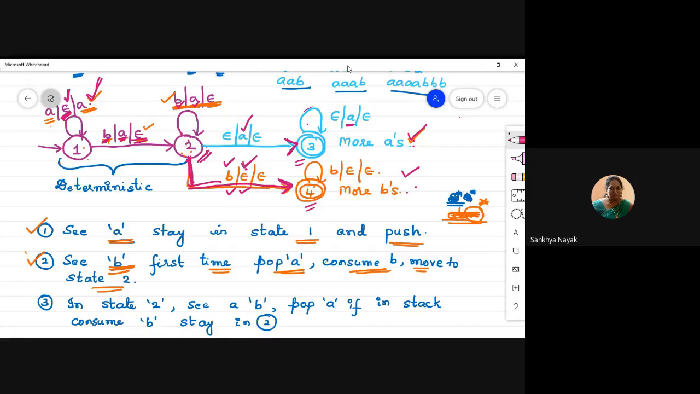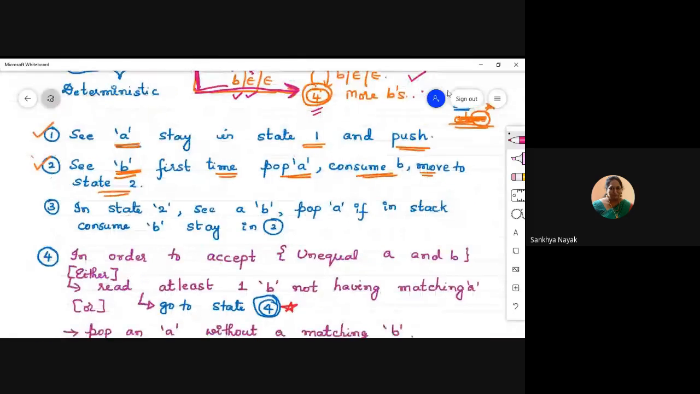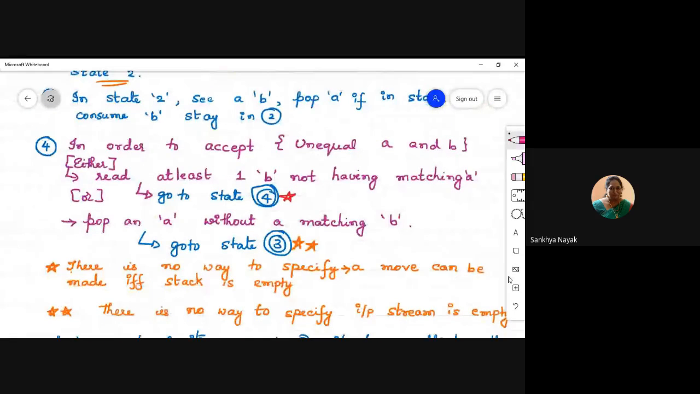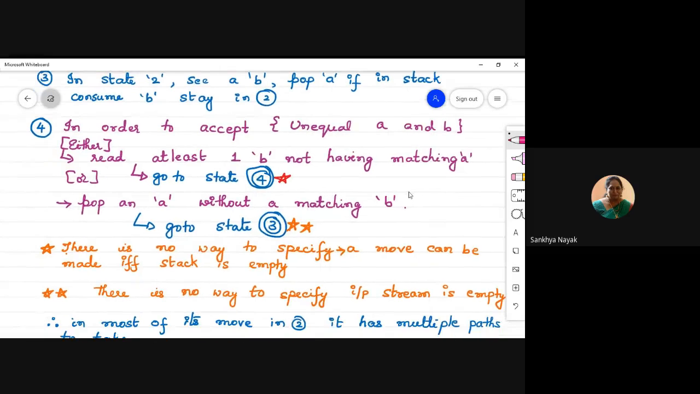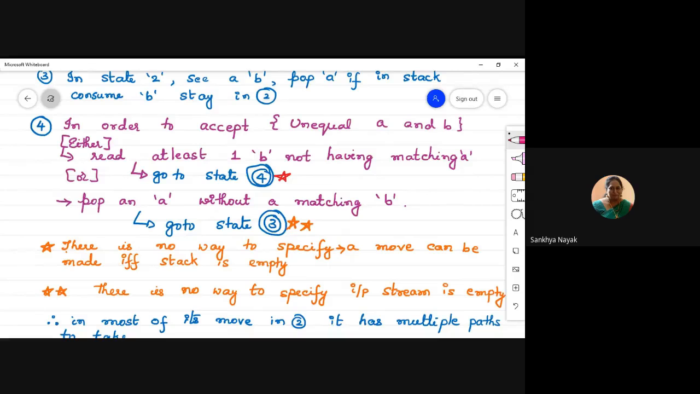Even the other thing is, I don't know how to represent when there is no input in PDA. We haven't used any transitions to represent that. So you can see that's what I have written here. So in order to accept, we know now that we have to read at least one B which is not having a matching A, right? And we go to state 4. Or we have to pop A without matching B, means input is over but in stack something is there. So in which case we went to state 3.